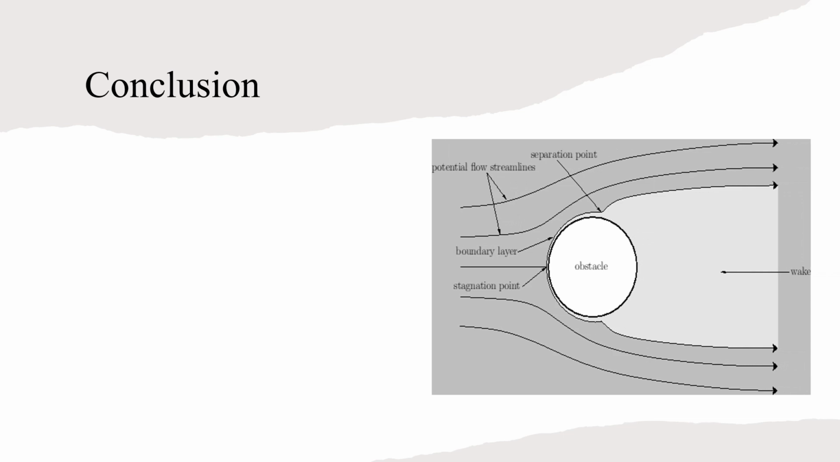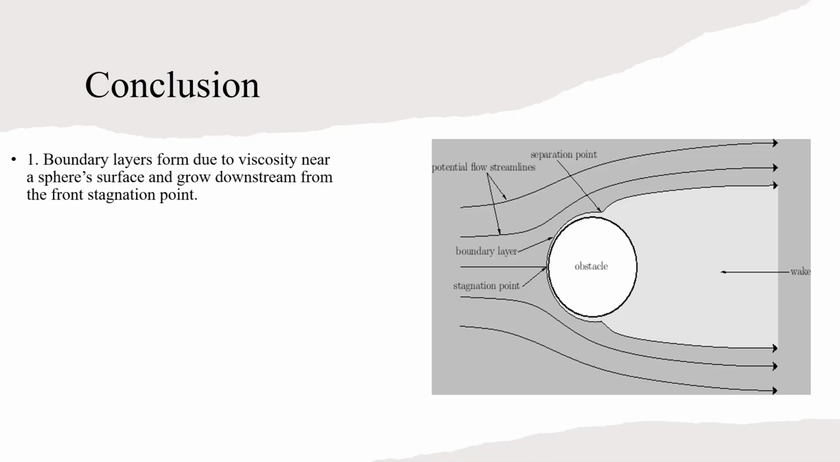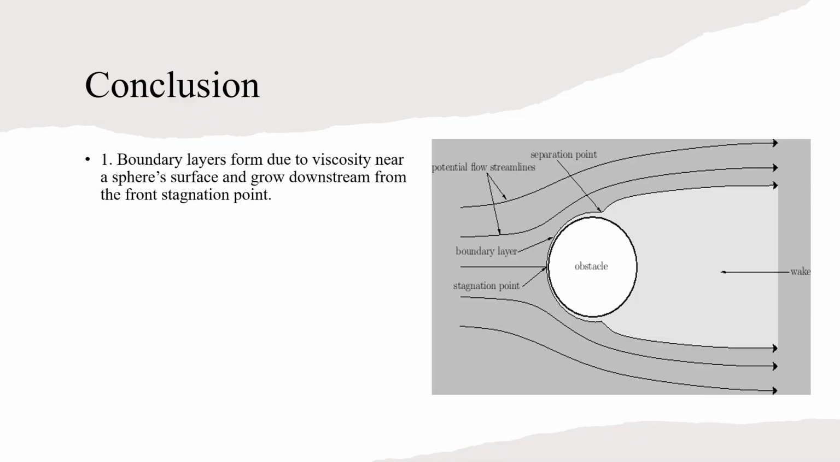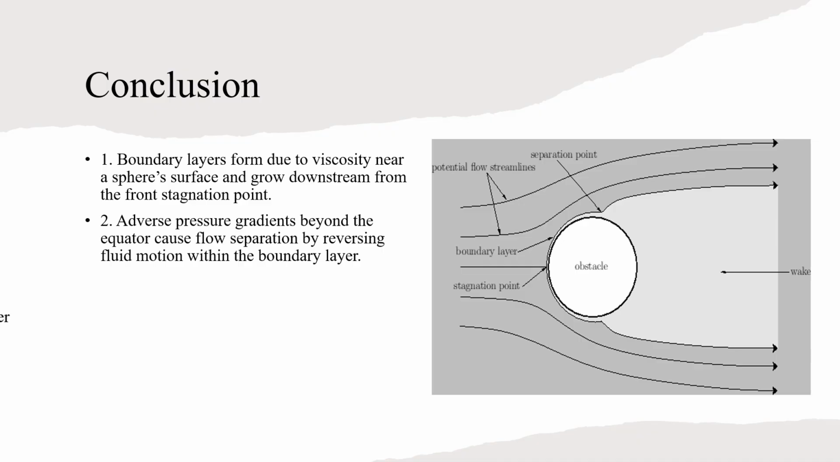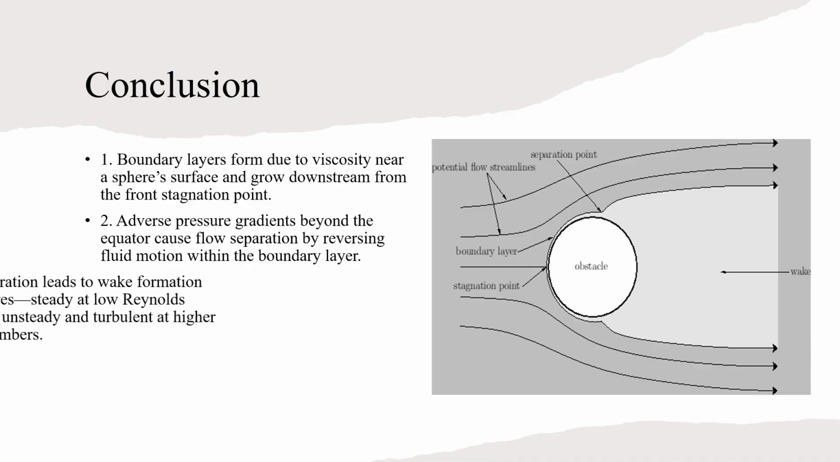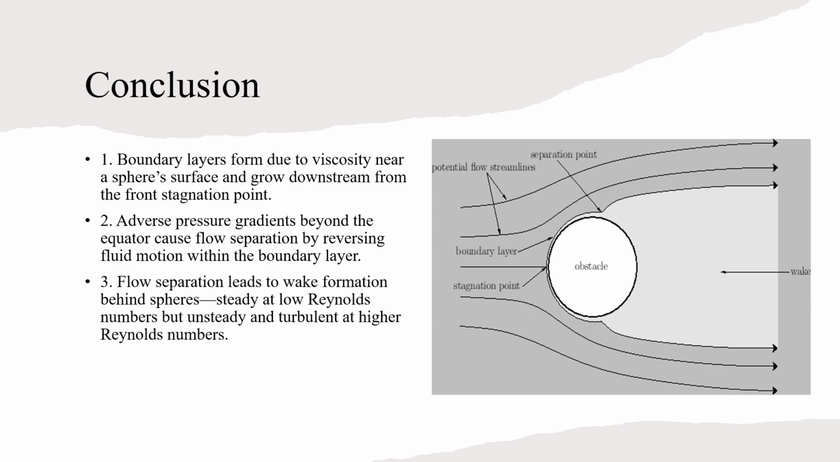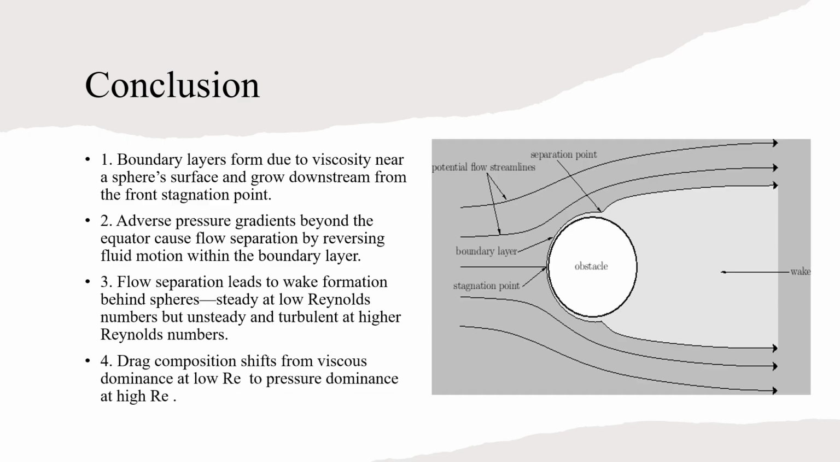Let's take a moment to summarize what we have learned so far. A thin layer of fluid forms close to the surface as a result of viscosity. This layer grows thicker as the fluid moves downstream along the sphere. After the sphere's equator, the pressure gradient changes and the fluid is pushed away from the surface, causing the flow to separate. This leads to the formation of a turbulent wake behind the sphere.